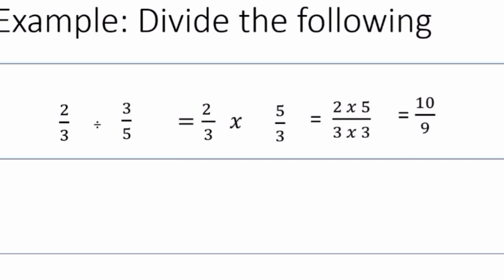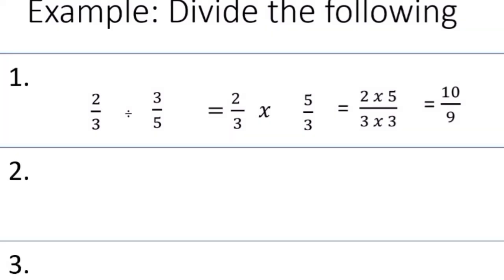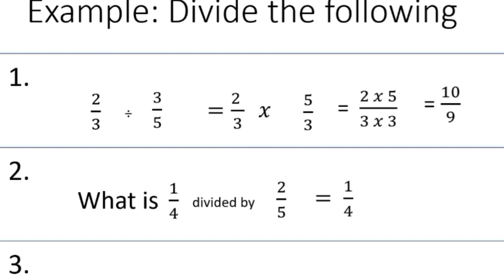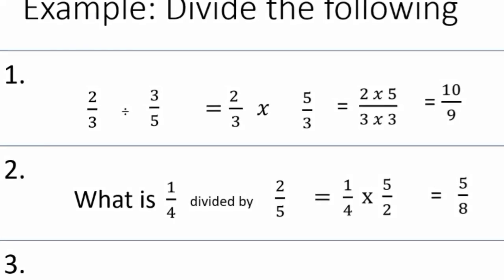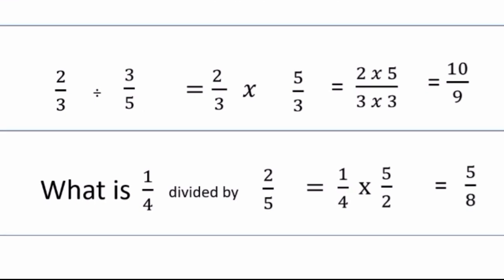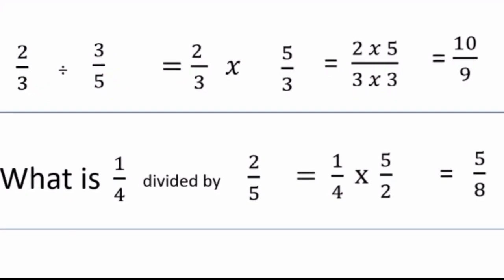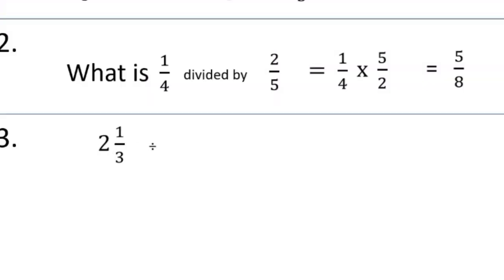Another example, what is 1/4 divided by 2/5? So the divisor here is 2 over 5. So therefore, 1 over 4 times 5 over 2. And then proceed with the rules of multiplying fractions. Multiply the numerators. 1 times 5 is 5. 4 times 2 is 8. So the answer is 5 over 8.